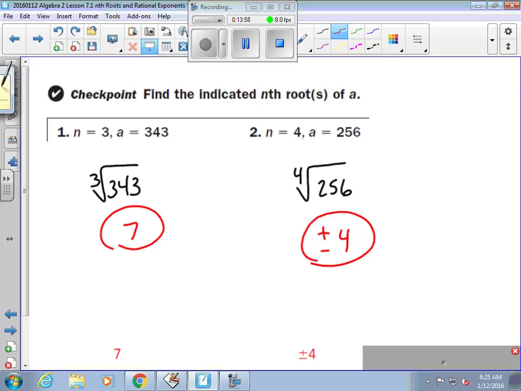Notice the difference between number 1 and number 2. Why is number 2 both positive and negative? Because it is an odd index versus an even index.